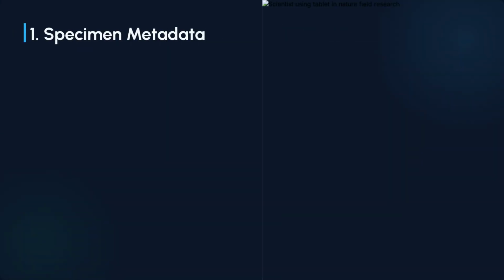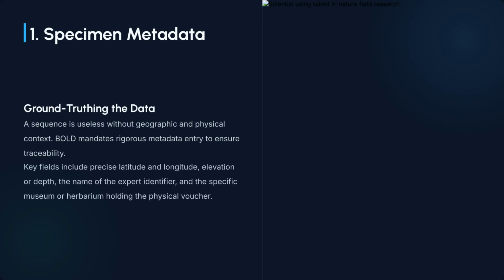Specimen metadata is critical for traceability, providing geographic and physical context. Key fields include precise coordinates, identifiers, and the location of the physical voucher specimen.